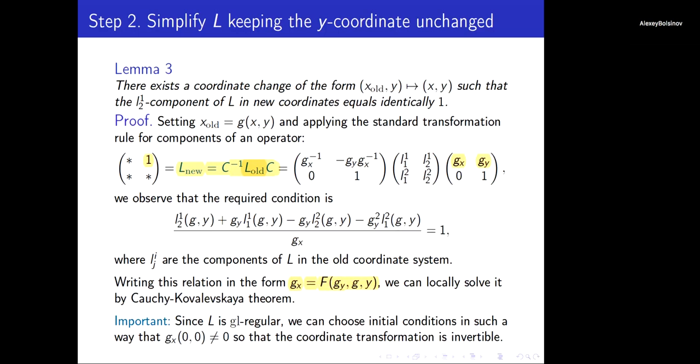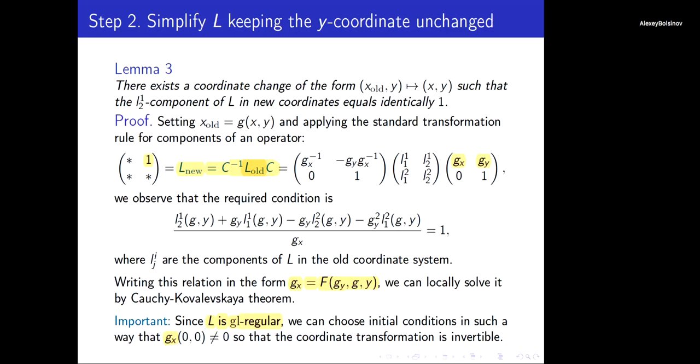The Cauchy-Kovalevsky theorem says that you can do it locally in the real analytic setting. What is important here is that it may well happen that, if my operator L was not GL regular, g_x would be zero, and then this transformation would not be invertible. But since L is GL regular, you can always find the initial conditions in such a way that this partial derivative of g with respect to x at the initial point is not zero, and therefore this transformation will be invertible, and everybody is happy.